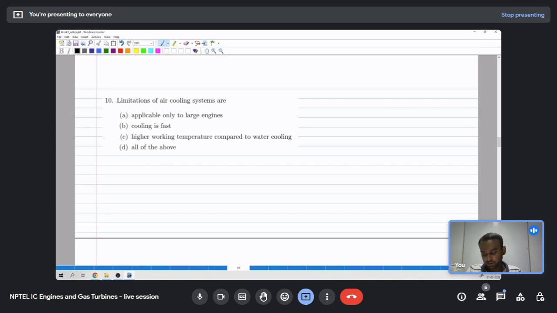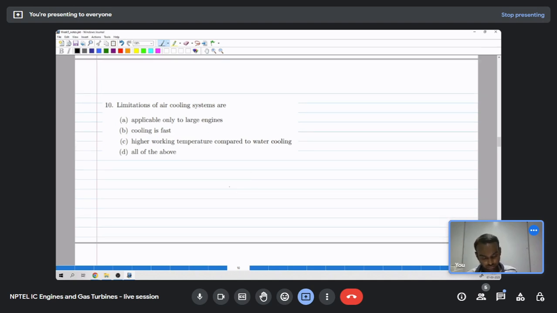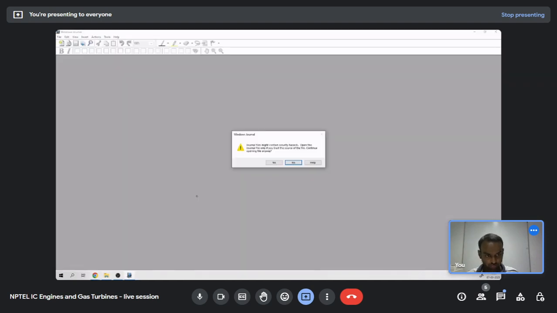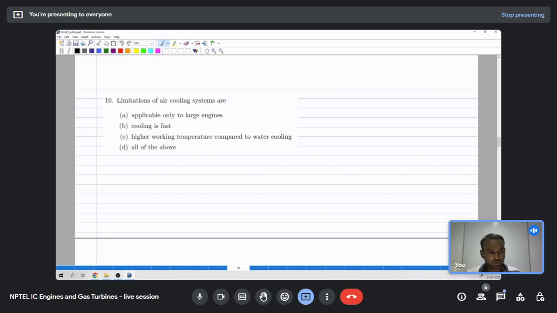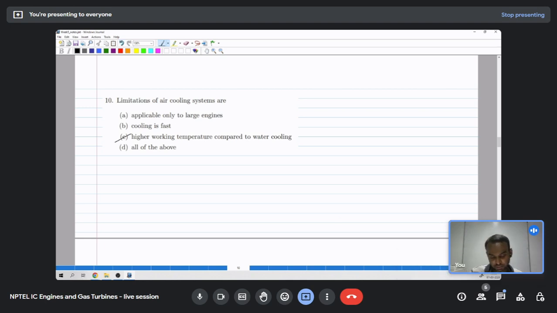Limitations of air cooling system: applicable only to large engines, cooling is fast, higher working temperature compared to water cooling, all of the above. Can someone answer this? What are the limitations of air cooling system? Chaudhary Manish has answer C: higher working temperature compared to water cooling.